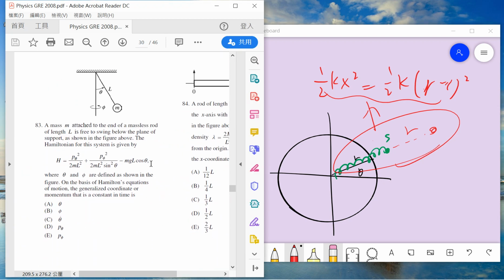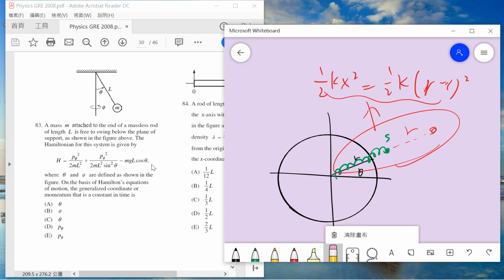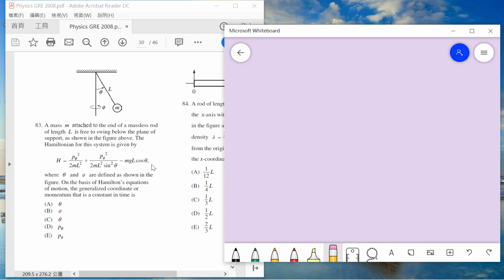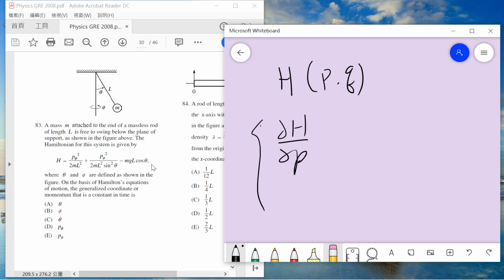Okay, 83. It basically asks about common Hamiltonian dynamics. You don't need to see the graph. You already know the Hamiltonian. And then it asks, based on the basic equation, which generalized coordinate or momentum is constant in time. Let me remind you that Hamiltonian dynamics is based on P and Q, and the equations of motion are partial H over partial P and partial H over partial Q.